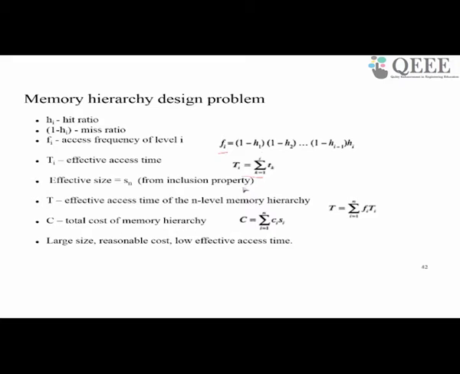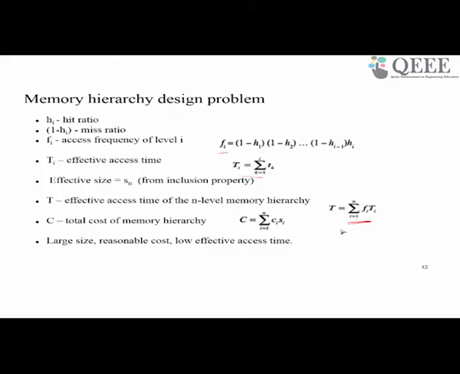Then the effective access time of the n level memory hierarchy can be written as the sum over i varying from 1 to n of fi Ti, because fi is the fraction of the time you go to the ith level, and if you go to the ith level, the time it takes is capital Ti. So the effective access time of the hierarchy is the sum over i from 1 to n of fi Ti.